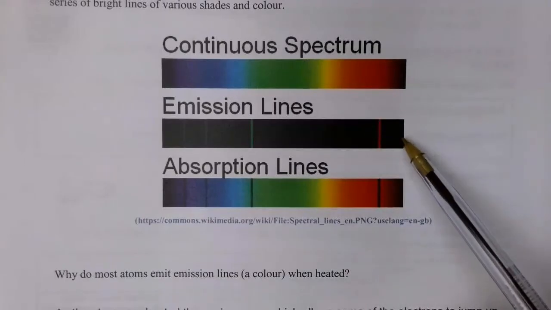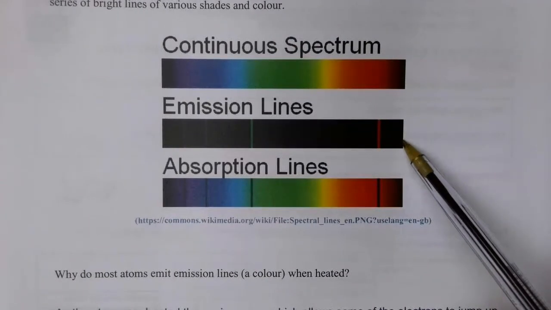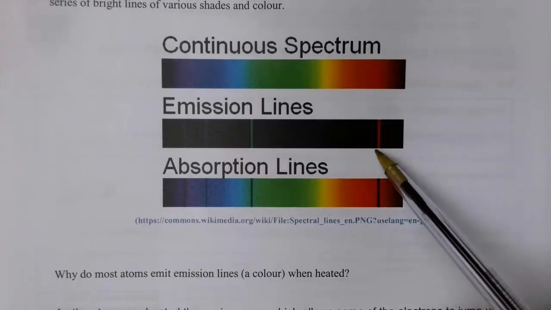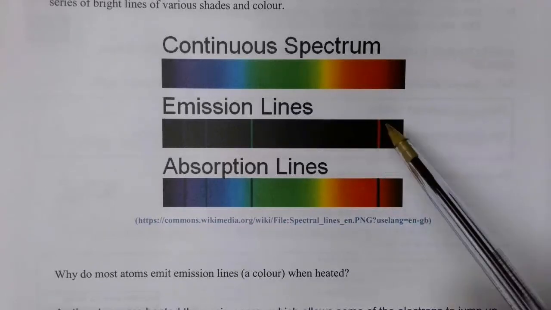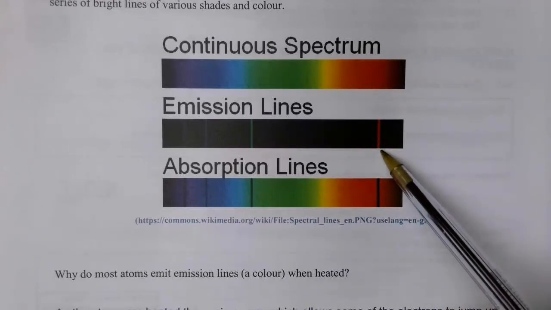So when you do a flame test on an element or ion, you get specific lines in its emission spectra. And what these lines represent is the energy being given out as the electron drops back from a higher energy level to a lower energy level. And they're only at specific frequencies. That's because there are specific gaps between the energy levels that correspond to these frequencies.